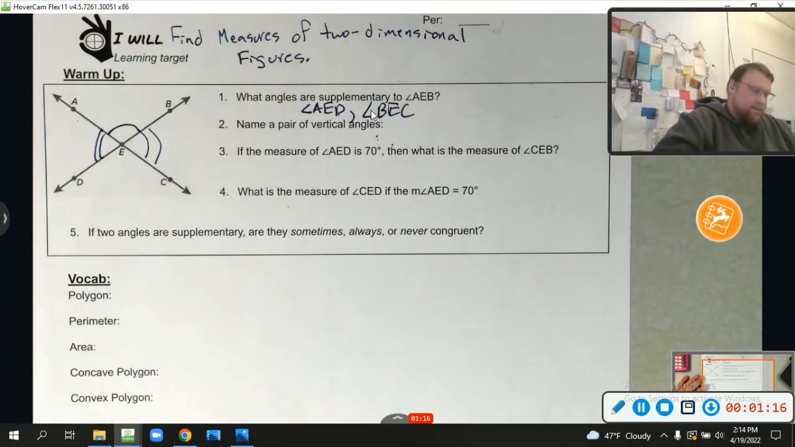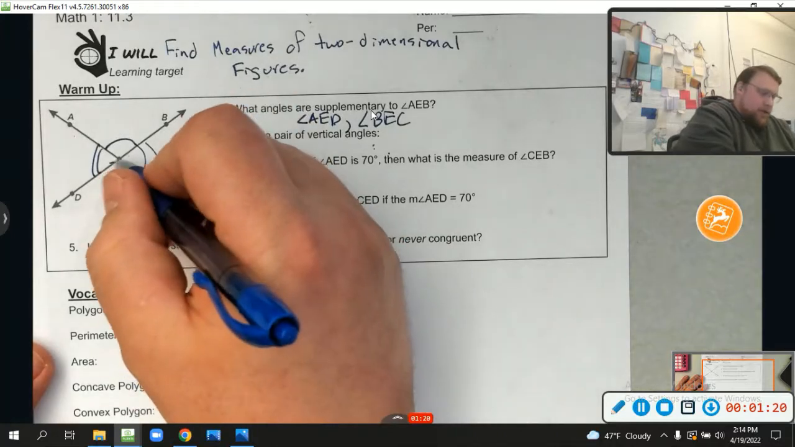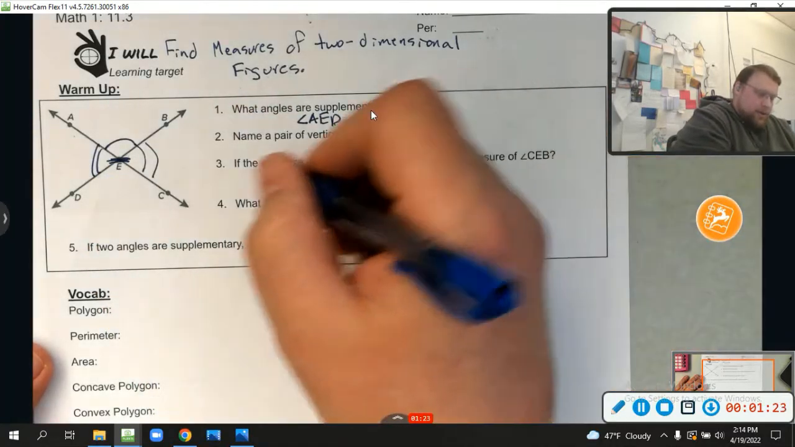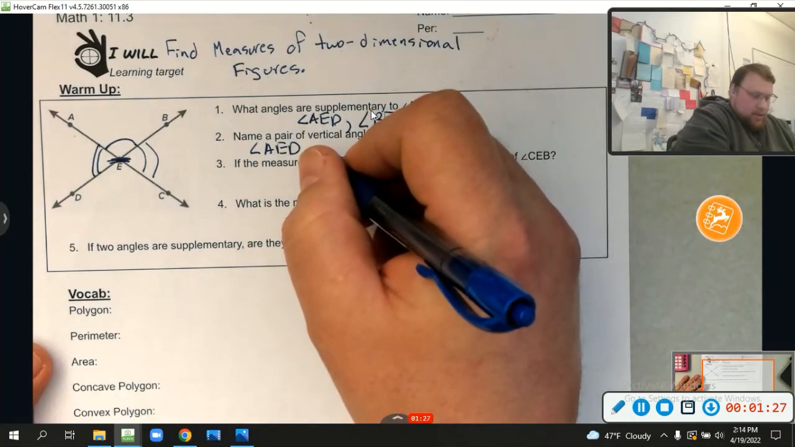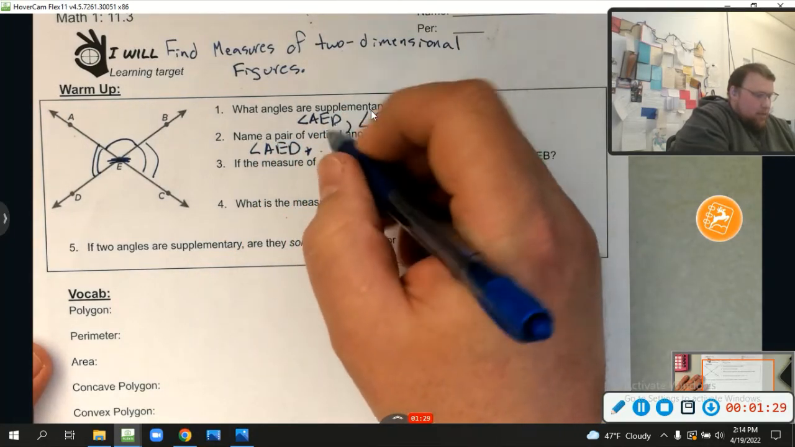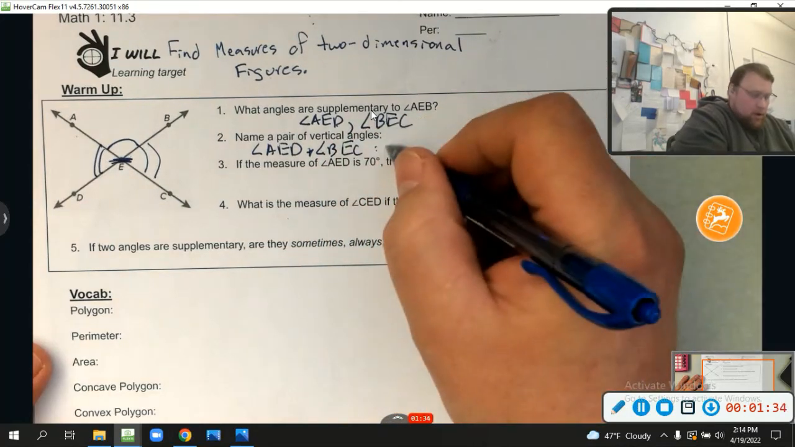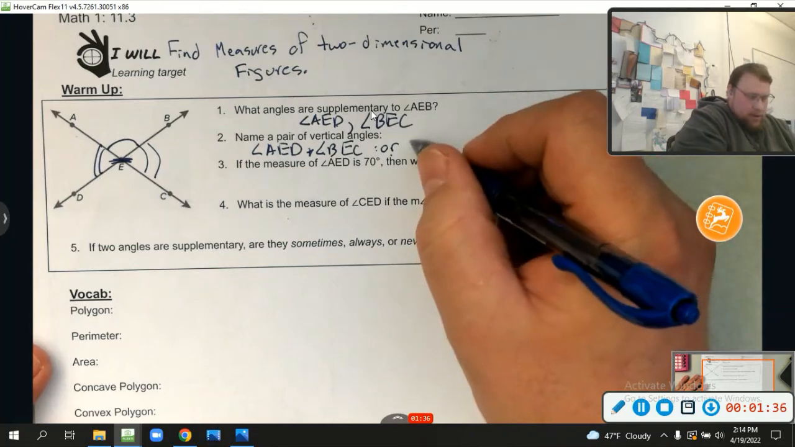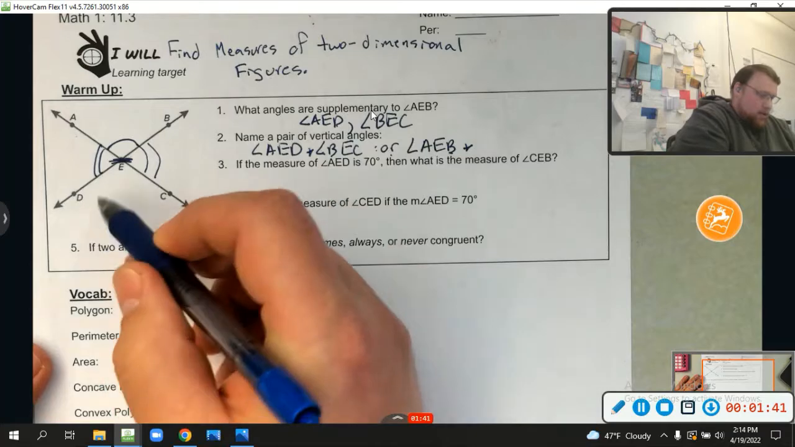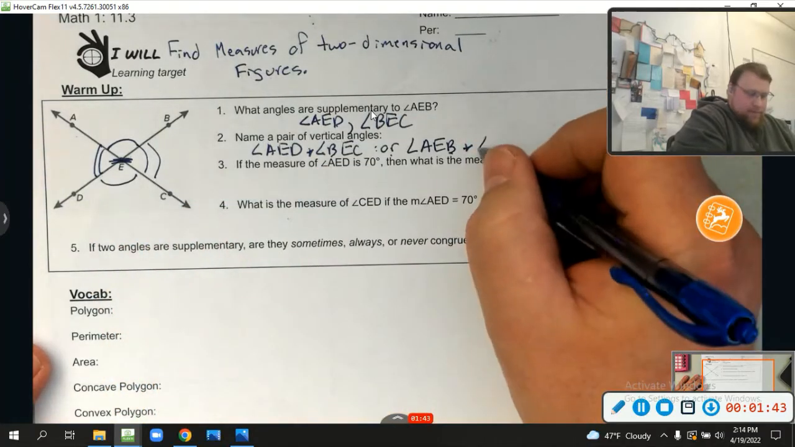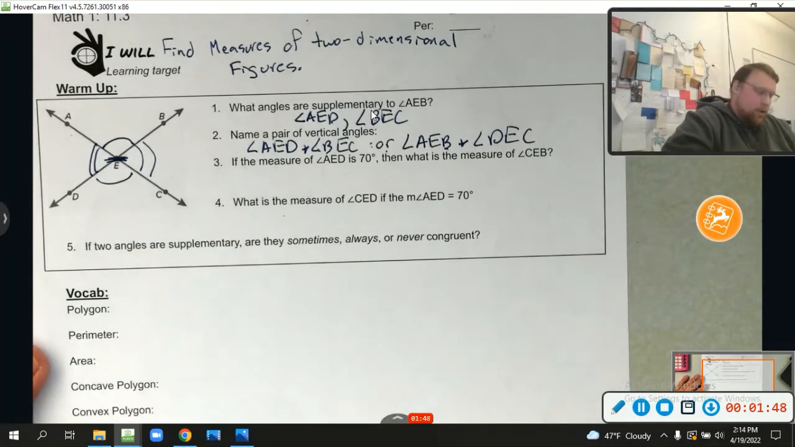Perfect, and that's it. Name a pair of vertical angles. Well, vertical angles are diagonal from each other, so your answers could include angle AED and angle BEC, like we have up above, or you could even say angle AEB and angle DEC. So either one of those pairs would work.